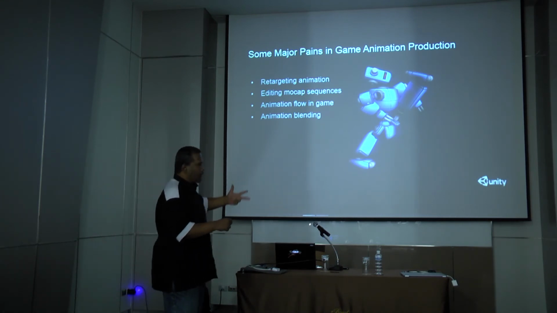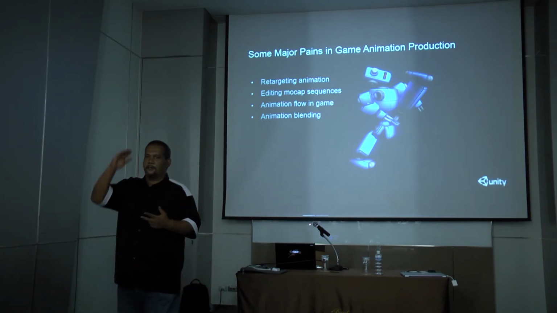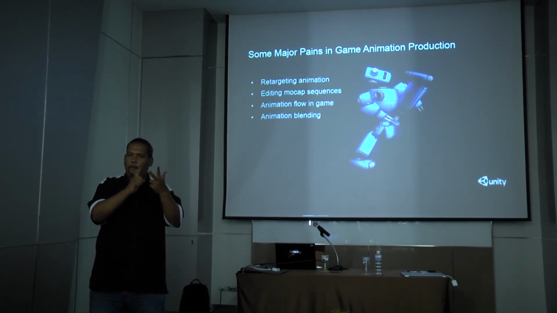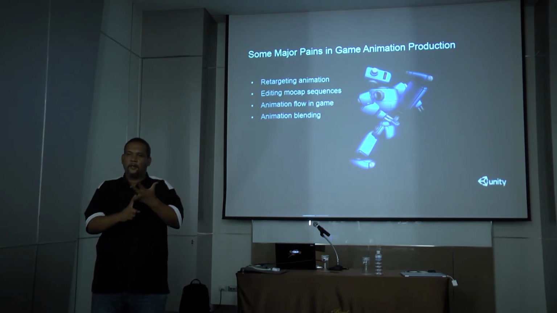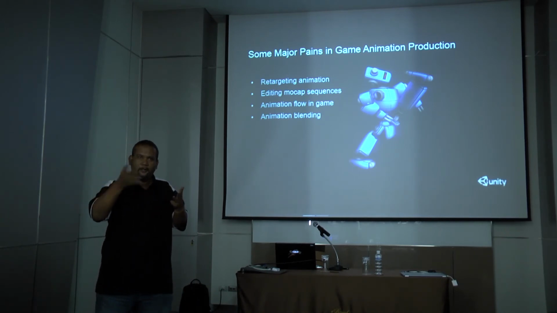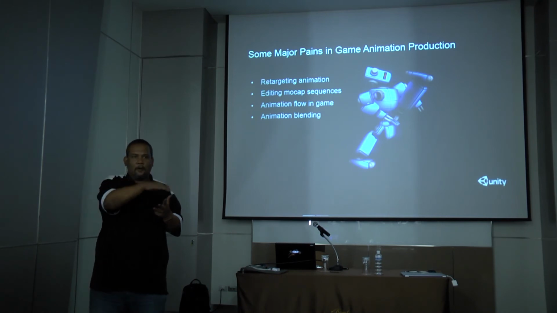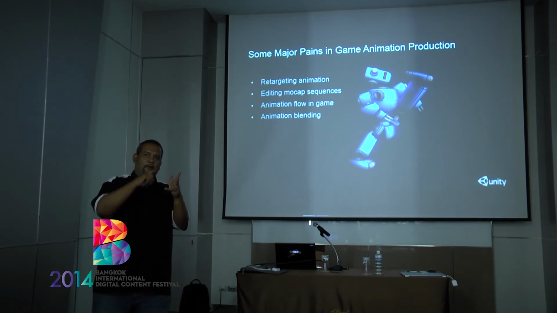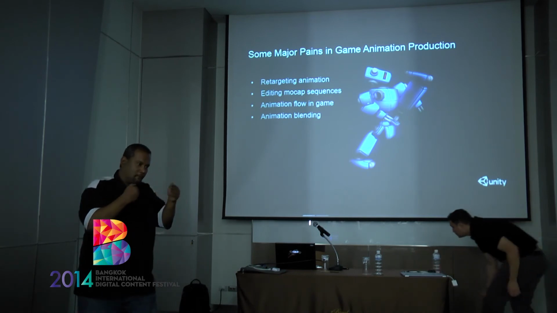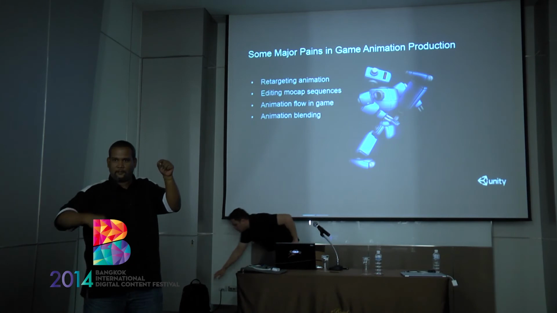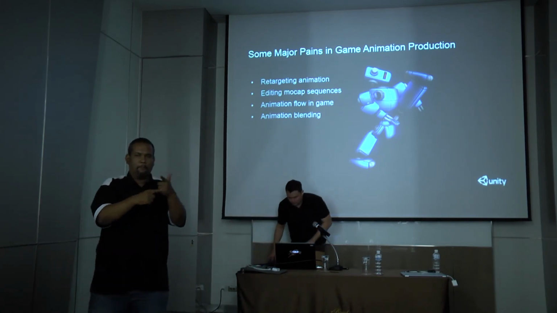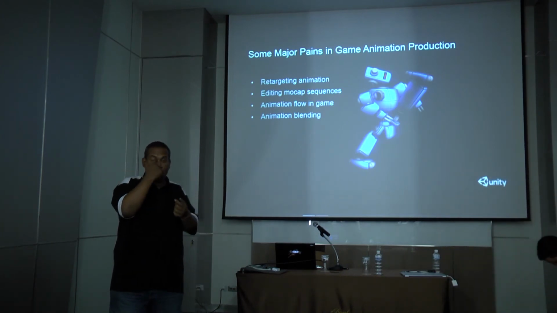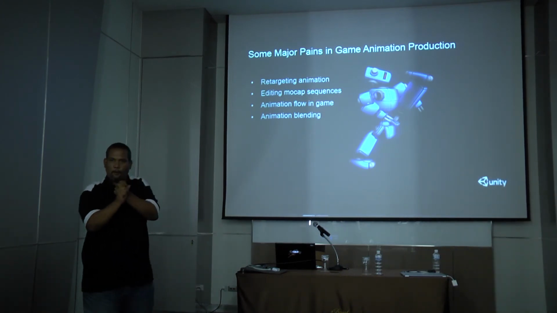Then we have animation flow in game. When you get all these animation files, you have your idle, your run, your walk, your jump. And then the artist has to export each one and tell the programmer, okay, I want to start with idle, then use walk, then use run. So he has to make a list, and he has to tell how fast the animation is playing, how fast the character is moving. That was another problem we always faced.